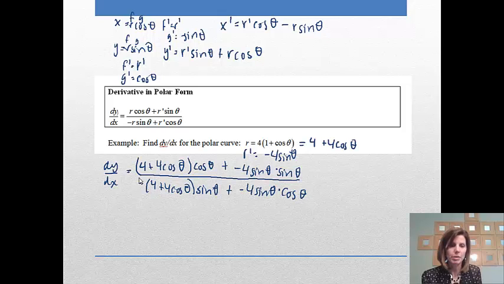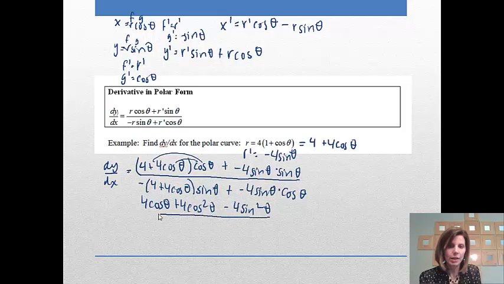All right, and then from here I'm just going to simplify it a little bit. I'm going to distribute my cosine to both parts inside the parentheses. I'm going to get 4 cosine theta plus 4 cosine squared theta. And then this part will give me minus 4 sine squared theta. And then in the denominator, I will get negative 4 sine theta minus 4 sine theta cosine theta, and then minus 4 sine theta cosine theta again.